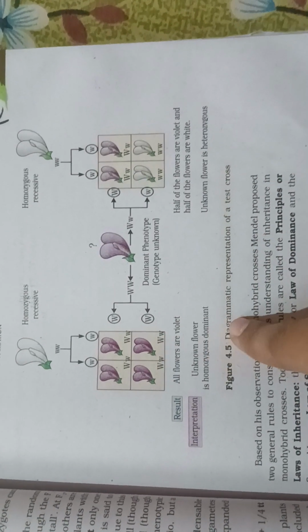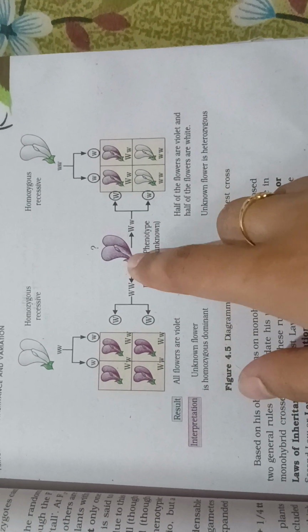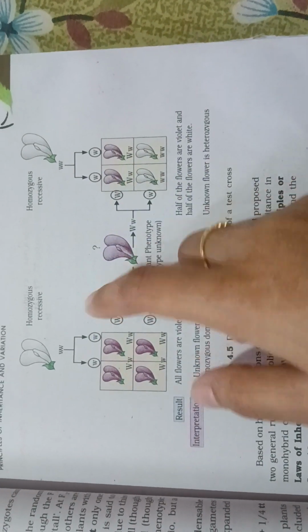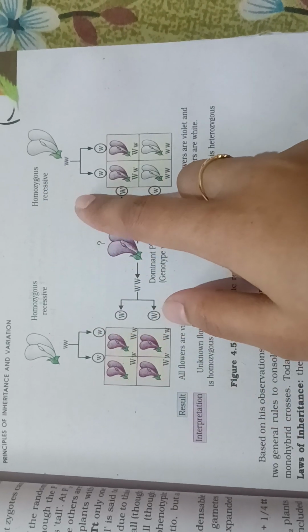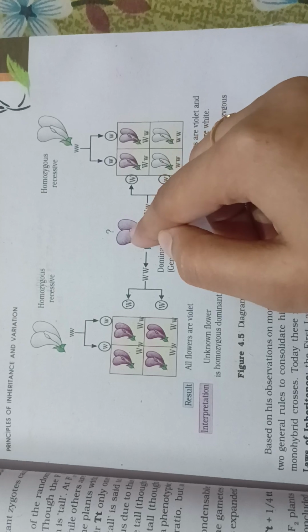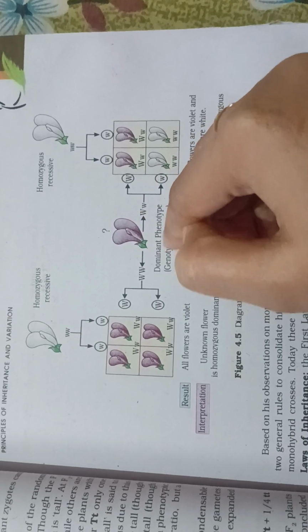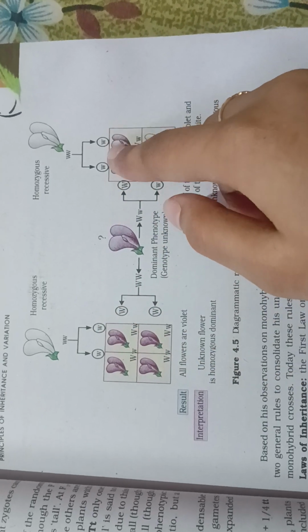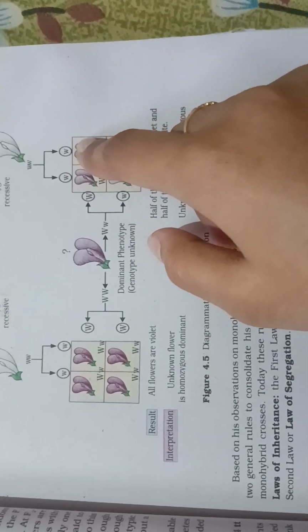So basically this is a test cross. Here what we can see is that this is homozygous recessive and this is homozygous recessive, and these are the two dominant traits, dominant phenotype. We are just crossing it with the recessive phenotype.